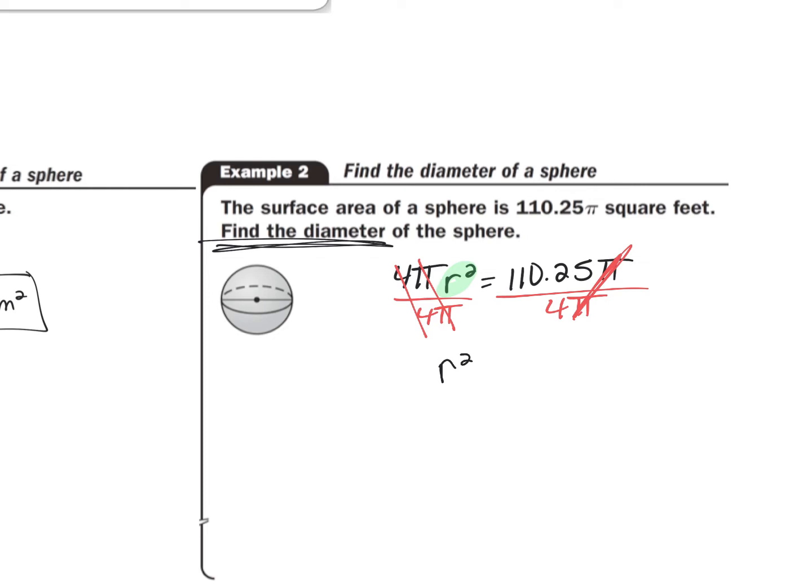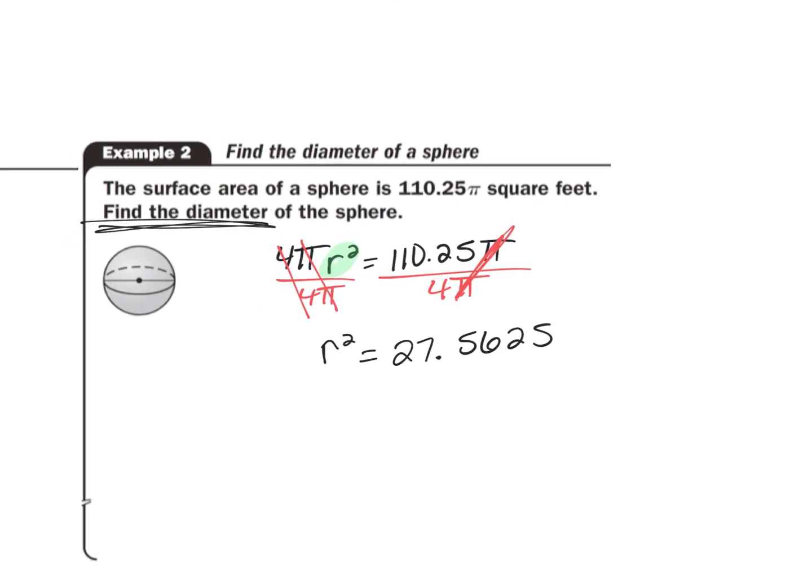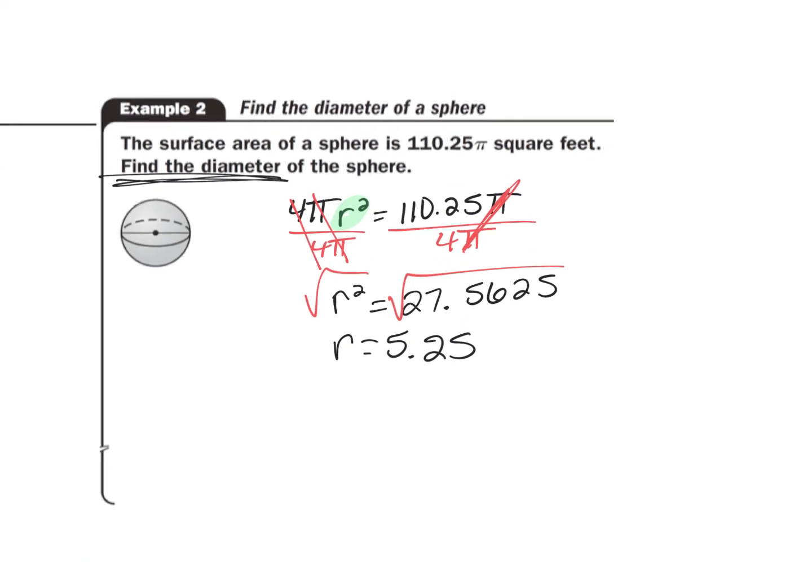R squared equals 27.4625, since there's only 4 decimal places, I'm just going to write all of them. Okay, so then what would you do to get the r by itself? Well, you would need to square root it. So I'm going to square root to get that squared off the r. When you do to one side, you must do to the other. So we need to square root that. And so that just gives you r on the left side. And when you square root that long number, you get 5.25. Cool. So the radius is 5.25, but that's not what they wanted.